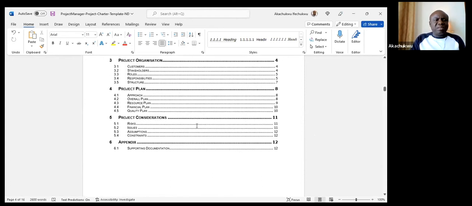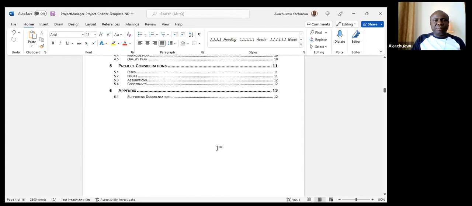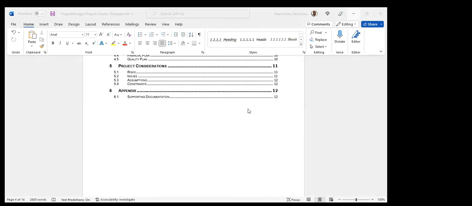And then of course, when we talk about project considerations, we're looking at what the risks are, what the assumptions and constraints are, and finally we look at the appendix. Now remember, it does not mean your project charter is going to have all of these, but these are key sections, just like I've shown on the presentation, that your project charter should have. All right, this is about the end of this chat on the project charter, prepared before we commence work.